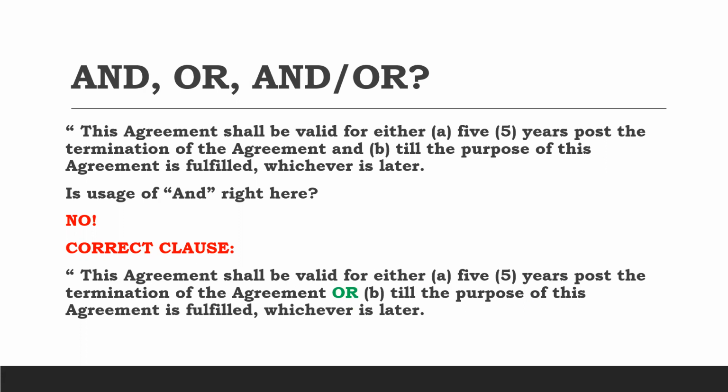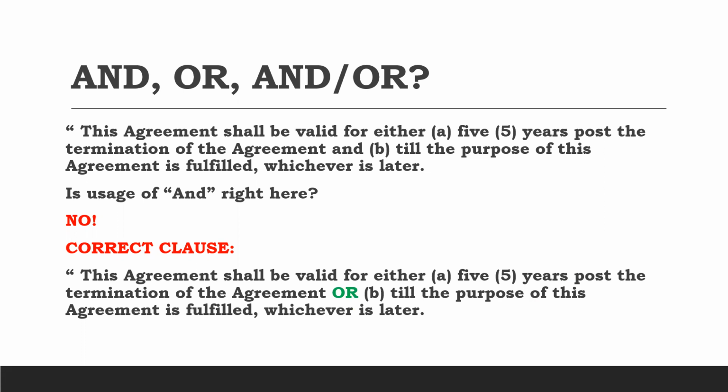So when you read this clause, you would understand that there is an option being given. Now, how do you identify that? You identify that by the word either. Now, every time the word either is being used, it's an either or situation. That means there are two options. Also, the term whichever is later. It means one of the two is going to hold valid.